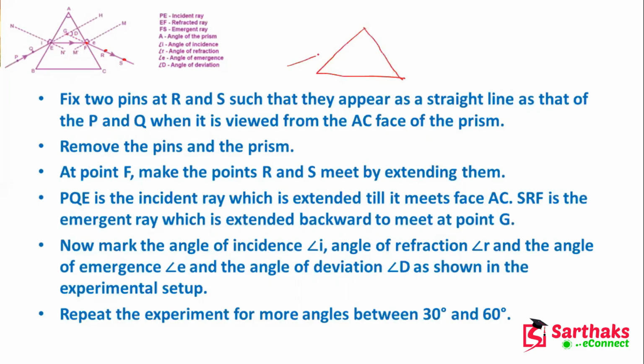How much have we done? PQ is less than 5 cm, but you have to take 5 cm. And this is RS. Now you extend these lines. This is the point F, and make the points R and S meet by extending them.